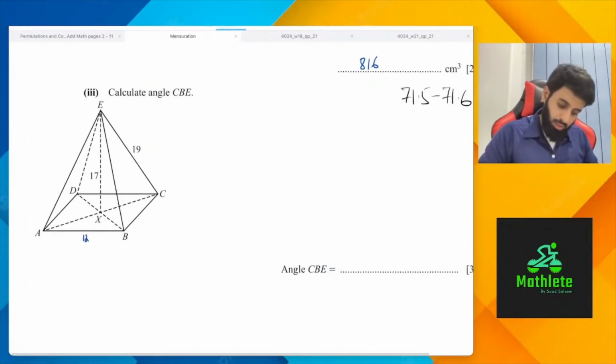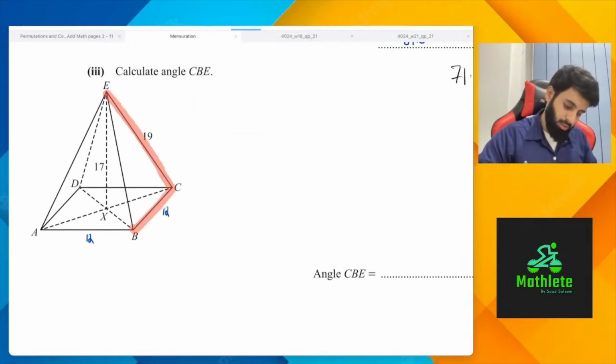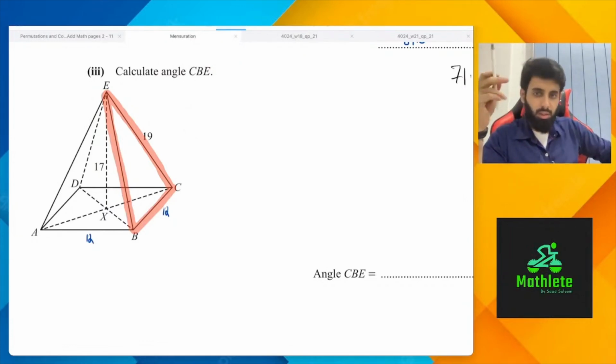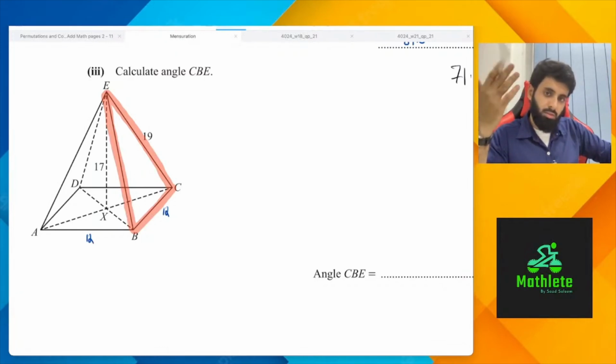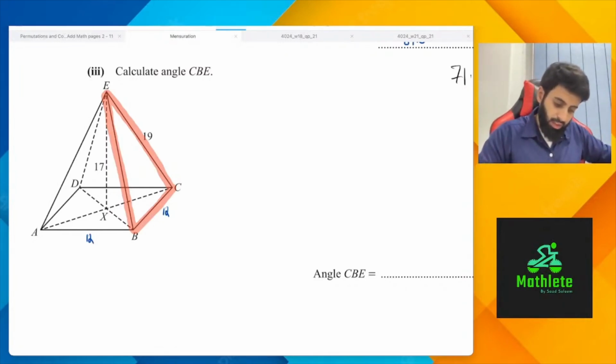All right, so here's 12 and here's also 12. What do we have to calculate? We have to calculate angle CBE, which is, by the way, this angle. So what kind of triangle is triangle CBE going to be? Question for you guys. Sir, will sine be used in this? Nope, not sine. Yes, it's going to be an isosceles triangle. Yes, good job. So this is 19 right here.